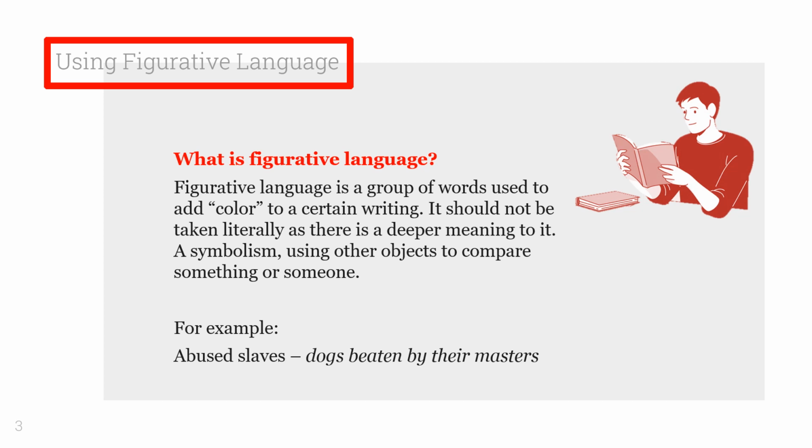So let's first begin with figurative language. What is figurative language? It is a group of words used to add color to a certain writing. It should not be taken literally as there is a deeper meaning to it, a symbolism, using other subjects or objects to compare something or someone. So for example, when you say abused slaves, you can say these are dogs beaten by their masters. So that's an example of figurative language.